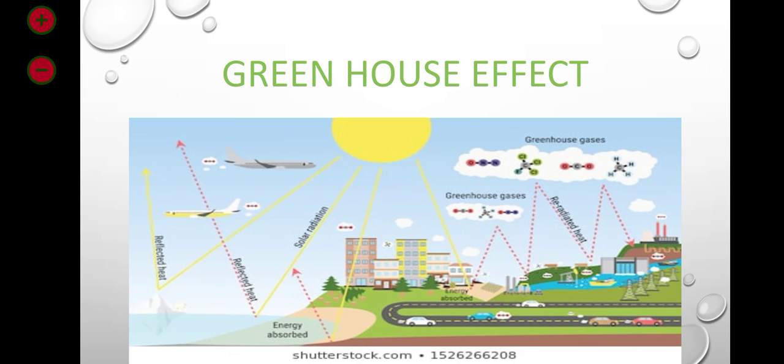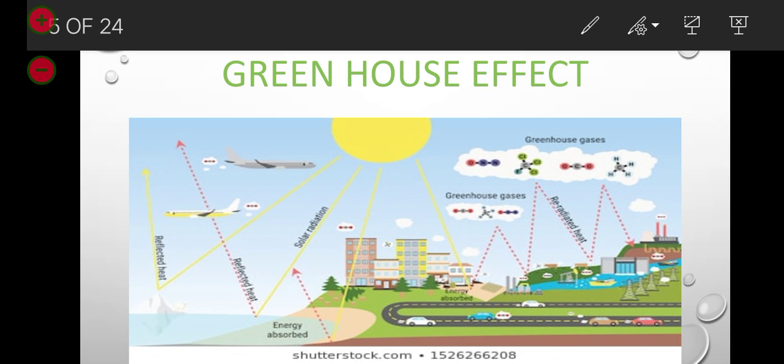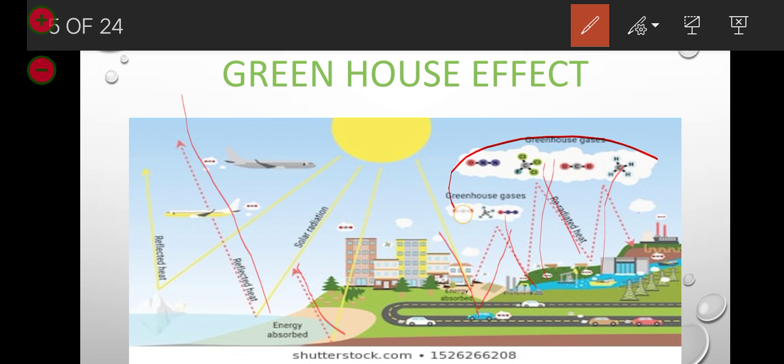So some of it is reflected back into space, and some of it, before reaching space, is trapped by the gases, the greenhouse gases. So in the picture you are seeing once again, it is reflected back, and these gases absorb this reflected-back energy, again giving it back to the earth. So this is how the process of the greenhouse effect takes place.